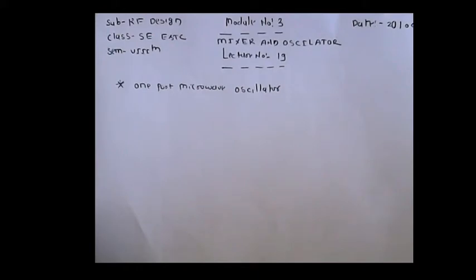Today we'll start with the lecture series, module number 3, mixer and oscillator. Lecture number 19, we start with the one port microwave oscillator. Before going to this lecture, we take a review of module number 2.